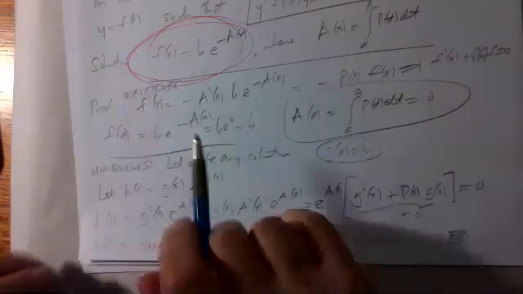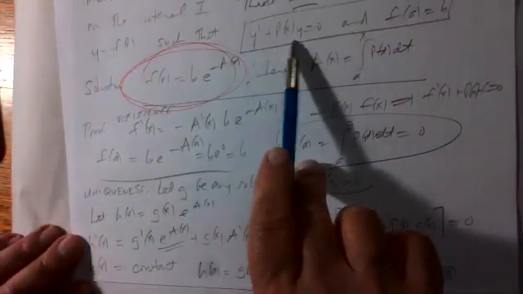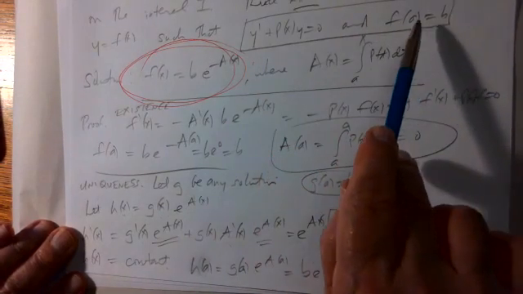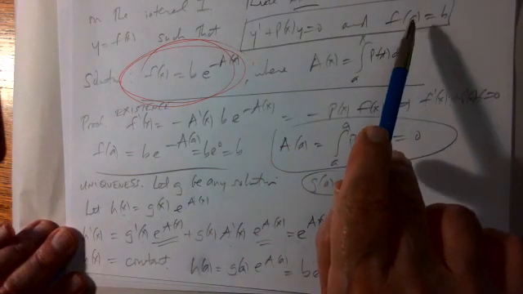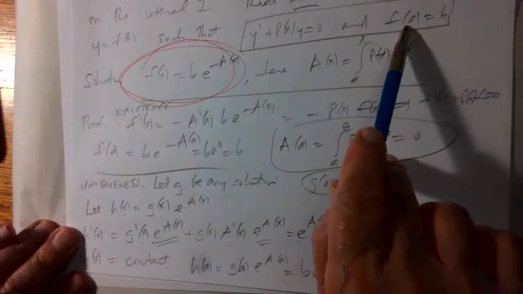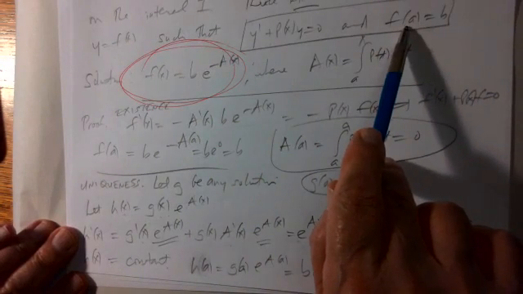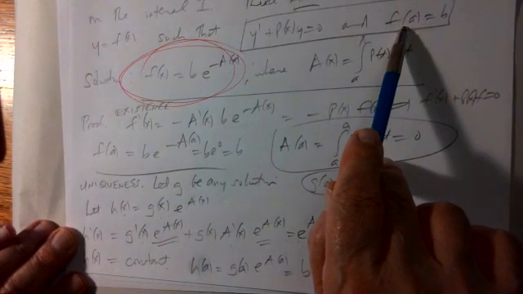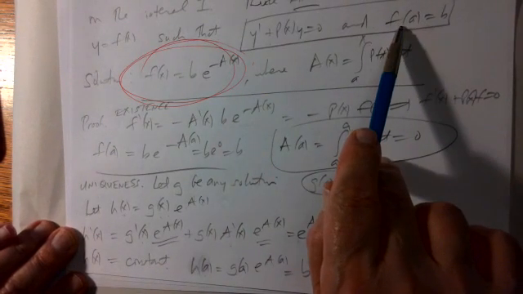Okay, so here's my differential equation, right? And here's my initial condition. So I want to prove first that there is a solution of this initial value problem, and then I want to prove it's unique. So first I'm proving that there's a solution.